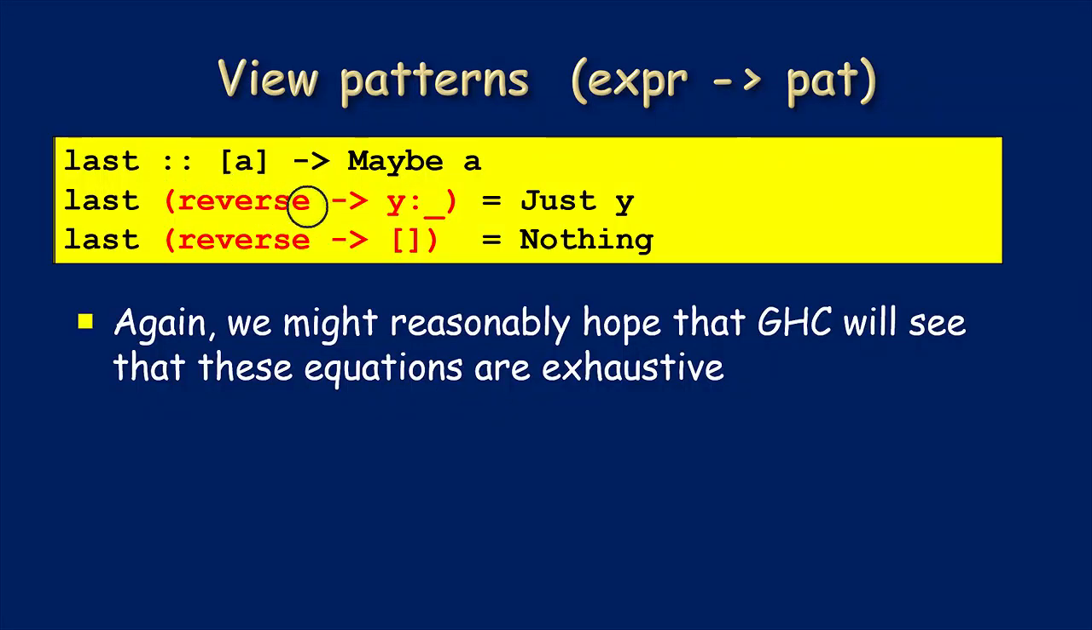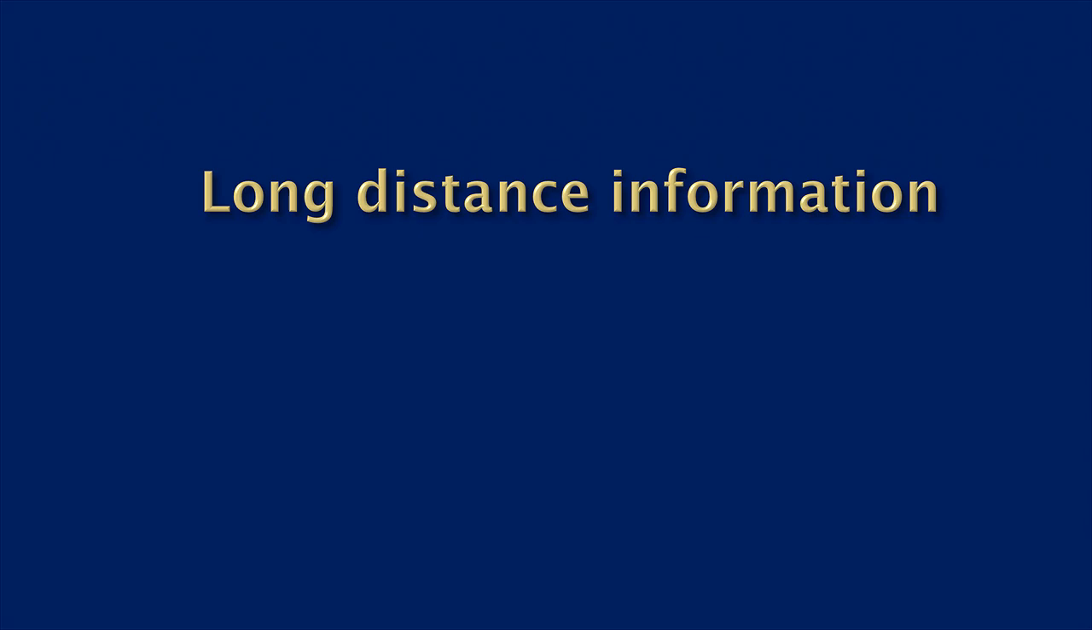So this says a view pattern has the form expression arrow pattern. To match a value against that pattern, you apply the expression, which should be a function, to the value and match the result of that call against the pattern. So here, to match last against an argument, you apply reverse to the argument and match the pattern y cons something against the result. So it's very like the previous example, really. But it's yet another piece of technology that we would like our pattern match overlap checker to work with. Yes?